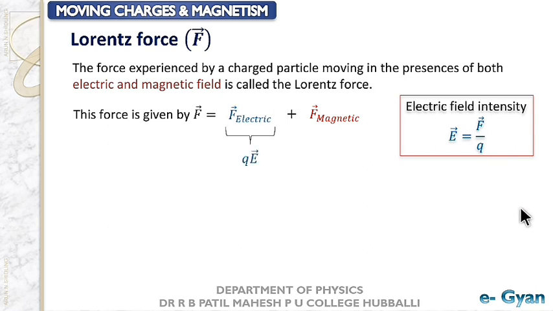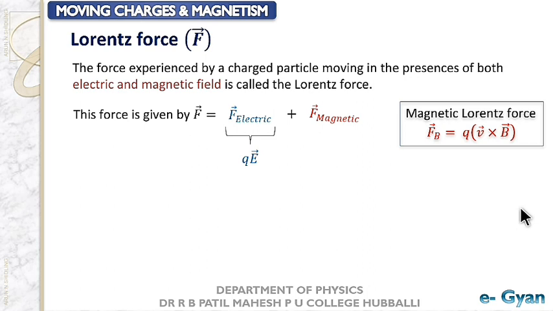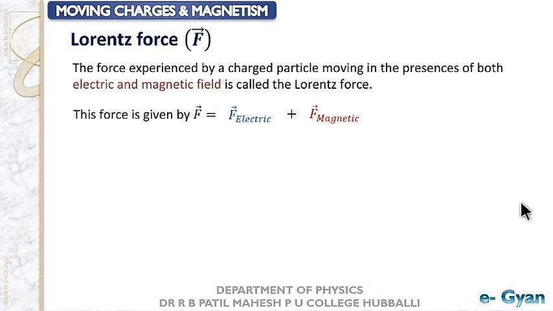So I can represent force because of electric field as QE, and in case of magnetic field, I'll take the value from the magnetic Lorentz force, then I shall be able to write this as QV cross B. Now putting them together, I would get an equation for Lorentz force as QE plus QV cross B.